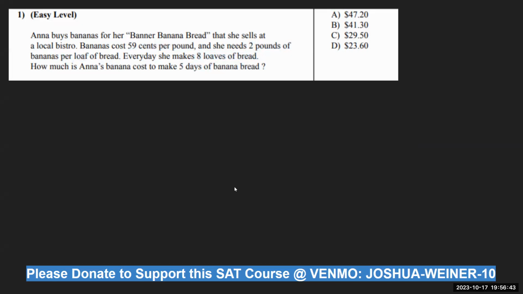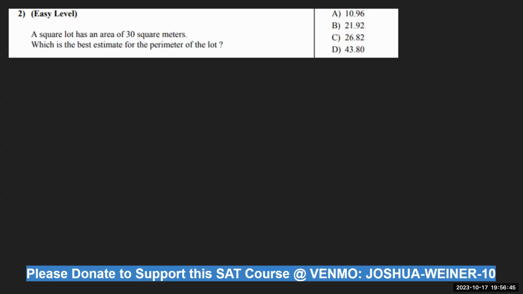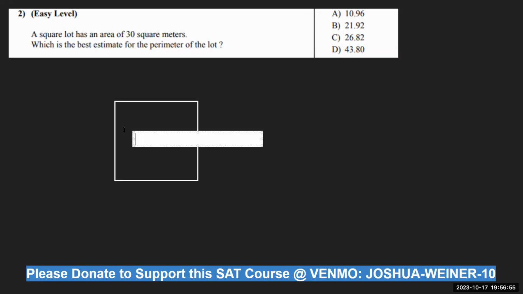On to question number 2. A square lot has an area of 30 square meters. So this would be a square, and the area is 30 meters squared. What's the best estimate for the perimeter? Well, we would need the square root of 30.